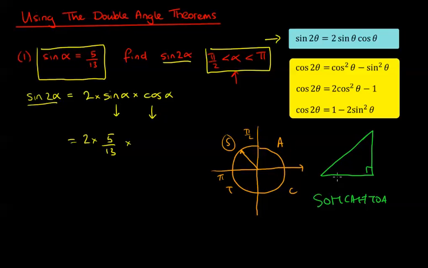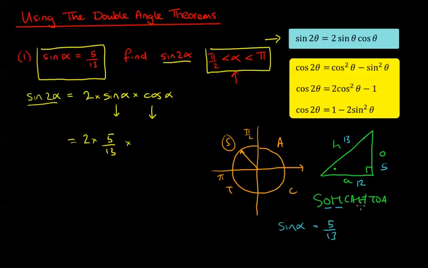SOHCAHTOA. If this is our angle, this is the opposite, adjacent, and the hypotenuse. We've got sine alpha, so let's start with that. Sine alpha is opposite over hypotenuse, and they're telling us that's 5/13. So they're telling us the opposite's 5, and the hypotenuse is 13. Doing a bit of Pythagoras, 13 squared, take away 5 squared, square rooted, we get the number 12. So the adjacent is 12.